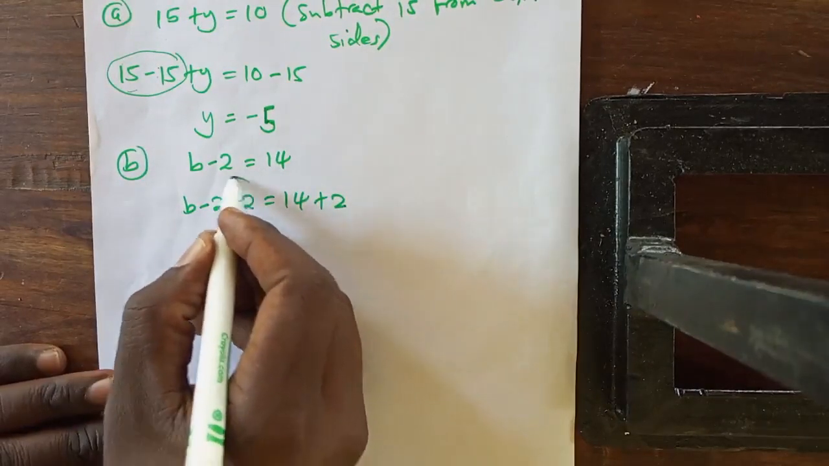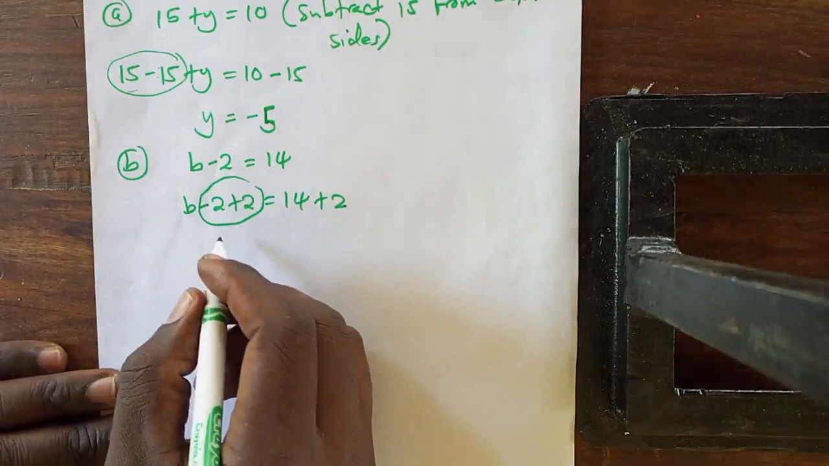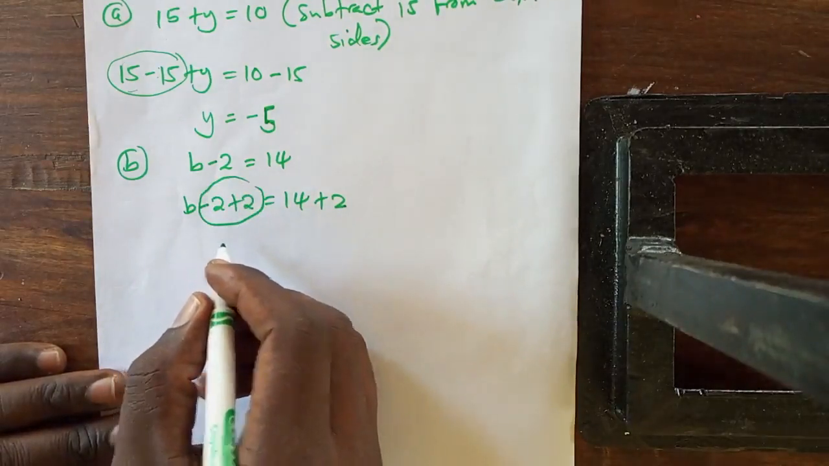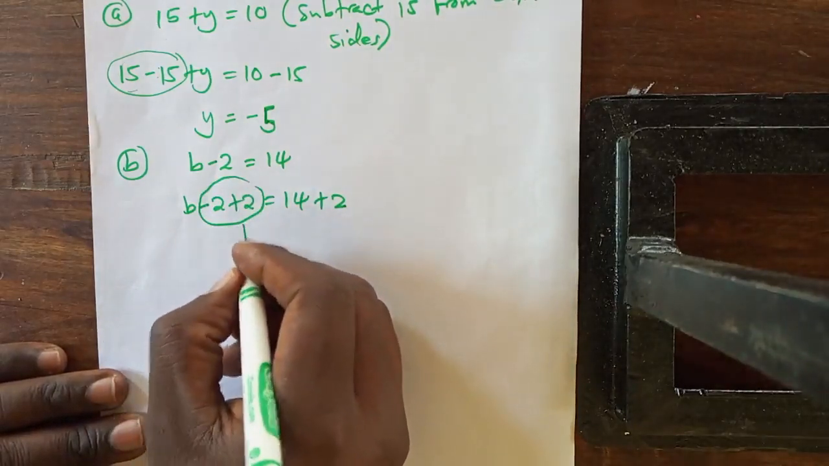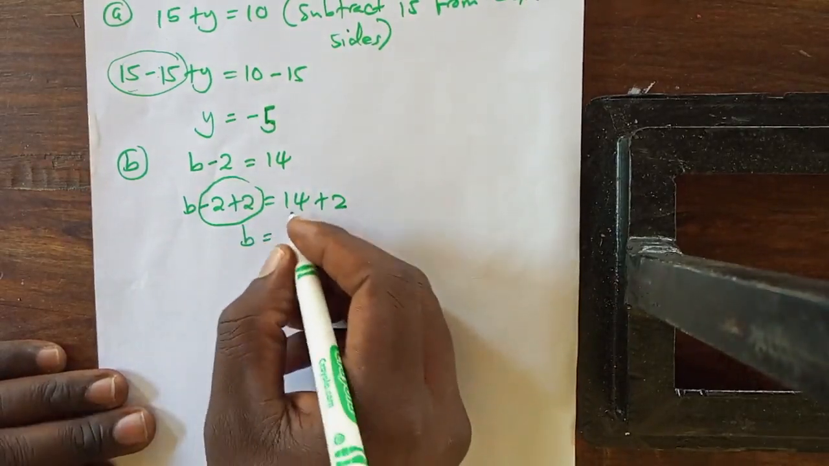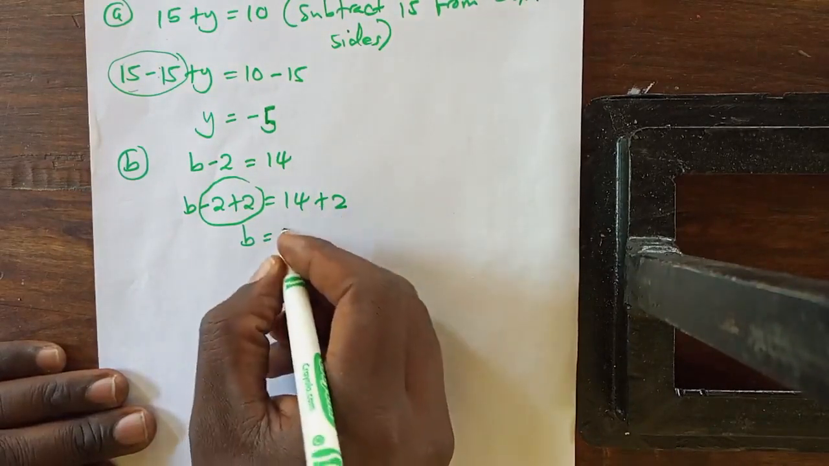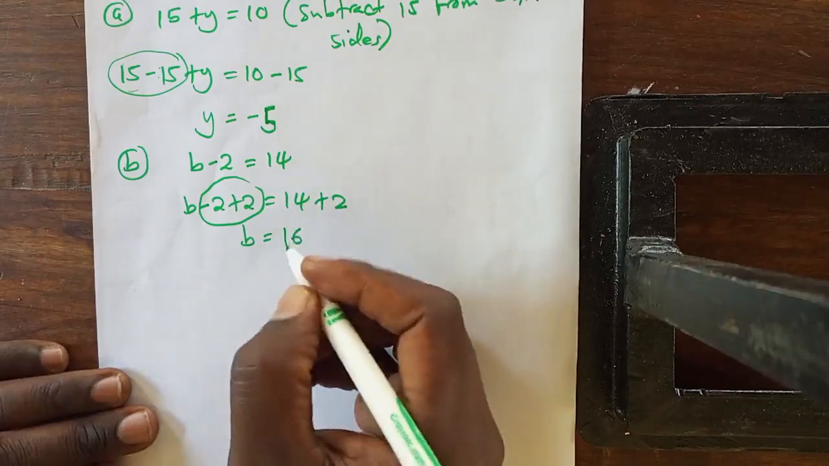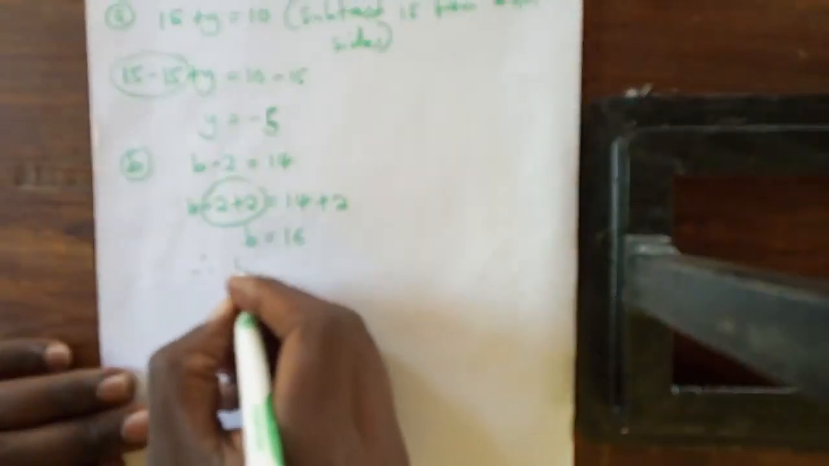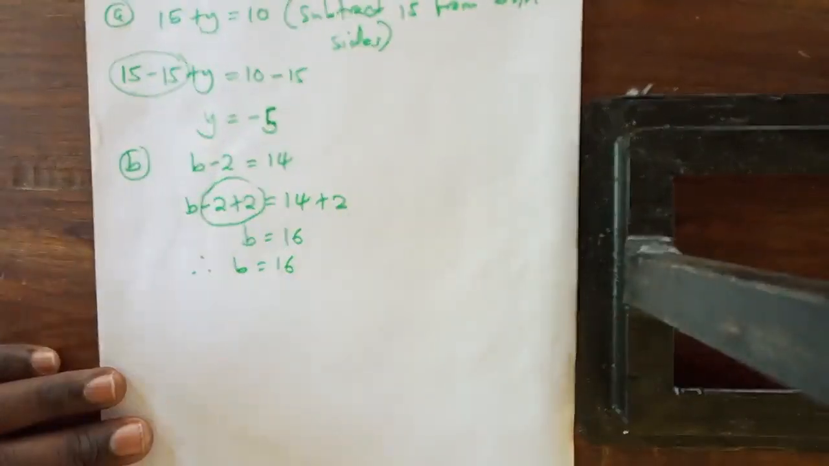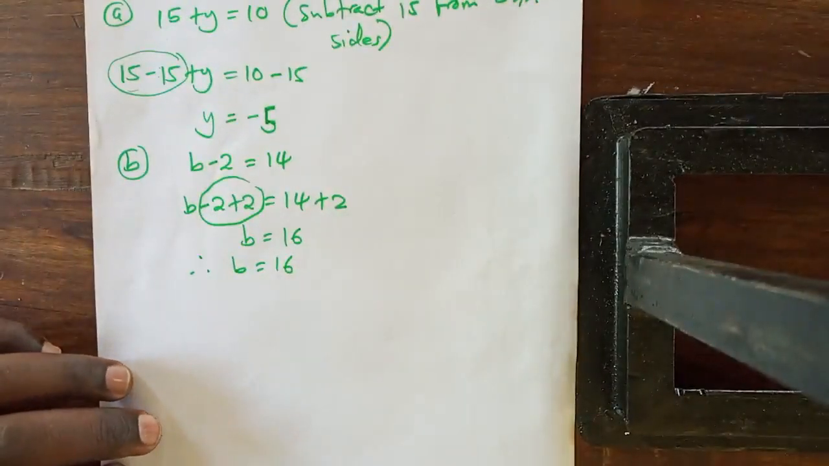And here you observe that negative 2 plus 2, the answer is 0. Then we remain with b. So we have 14 plus 2, the answer is 16. So therefore, the value of b is 16. So when you substitute in an equation where there is a b and you put 16, the answer becomes 14. So you observe that in both sides of the equation, the answer is the same.